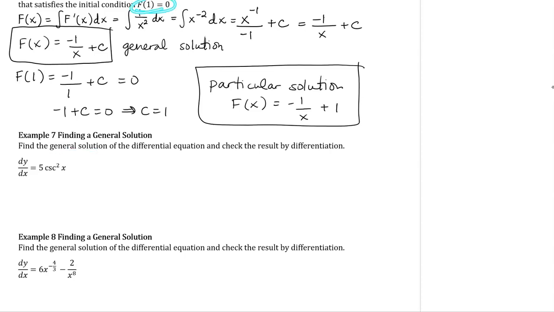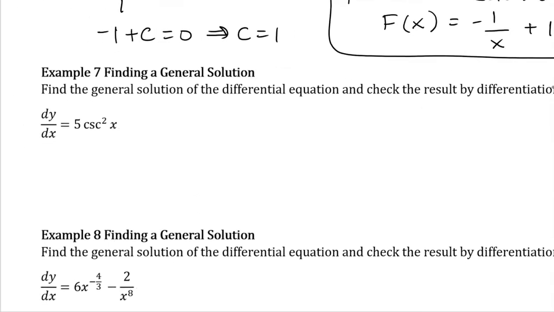In example 7, we are simply being asked to find a general solution. Notice that there is no initial condition like there was in example 6. I'm going to start off and just rewrite this differential equation in the equivalent form of dy equal to 5 cosecant squared x dx. So I just multiplied both sides of that equation by dx. That is a technique called separating variables.